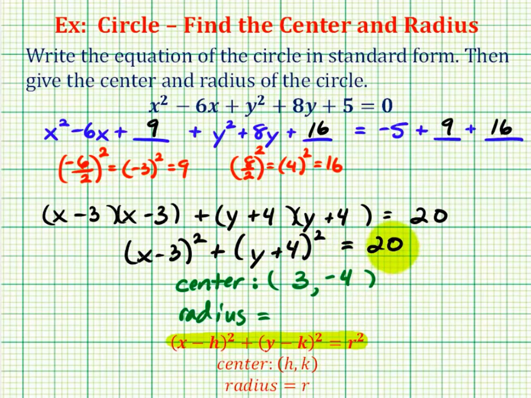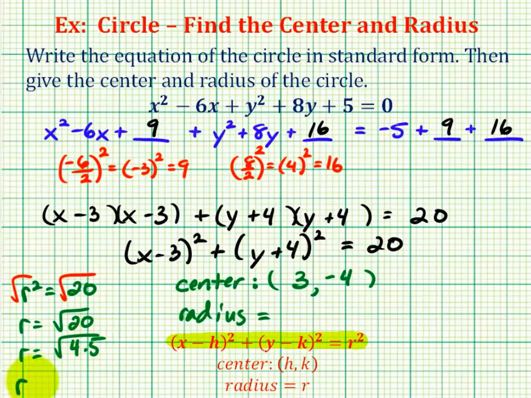The radius is going to be the square root of 20. So we're going to start out by writing r squared equals 20. Take the square root of both sides. You'll get the square root of 20. And then we're going to simplify that a little. 20 is equal to 4 times 5. And 4 is a perfect square. Square root of 4 is 2. You've got to keep that 5 under the radical.